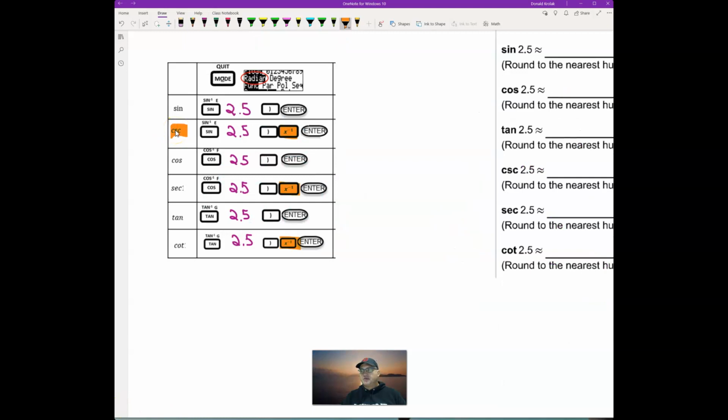So here's a table with the different keystrokes. And I highlighted the ones that are the reciprocals. That's when you're using the x to the negative 1 key. And all that does is the same thing as flipping. Now on these, you're rounding them to the nearest hundredth, and be sure that you are in radians. So it's 2.5 radians. All right, so as we enter these, and then we'll round them.